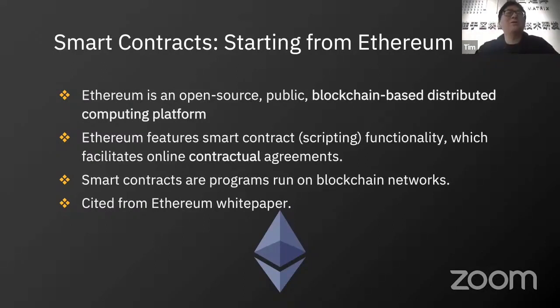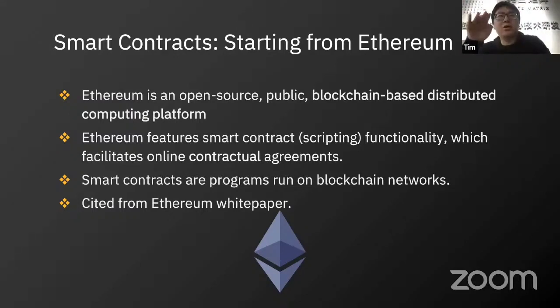So we need to talk about the smart contract. Starting from Ethereum, it's not first, but the very first introduction of the idea of a smart contract. So Ethereum basically is an open source public blockchain-based distributed computing platform. This is quoted from their white paper.